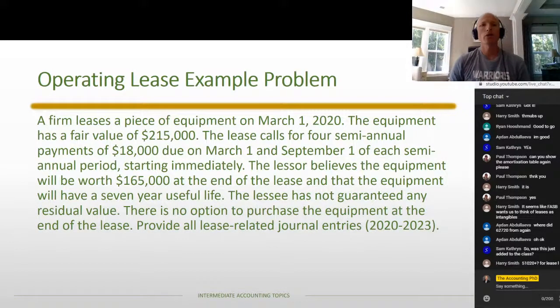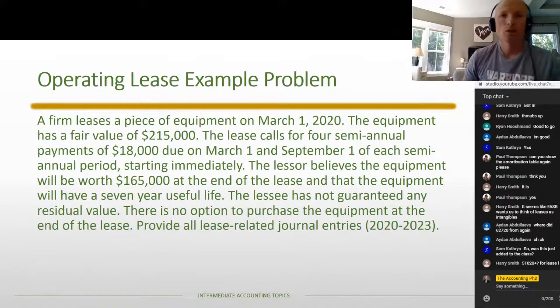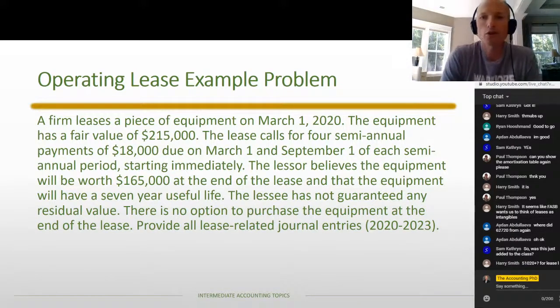All right, now let's walk through an operating lease. So a firm leases a piece of equipment on March 1st, 2020. The equipment has a fair value of $215,000. Lease calls for 4 semi-annual payments of $18,000 on March 1st and September 1st of each semi-annual period, starting immediately. So you see that we're now in a beginning of the period type of situation. So again, what I would do is change my settings right now. Second payment, second enter. Make sure you get it back to BGN.